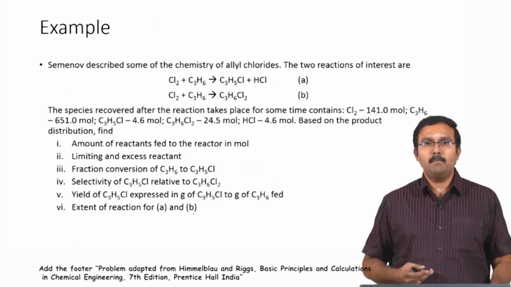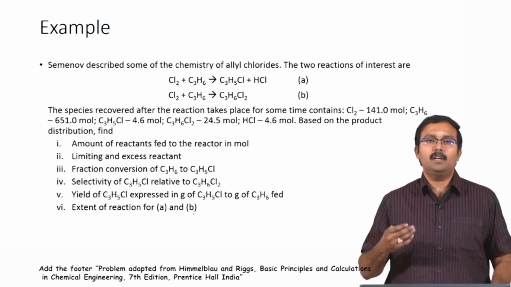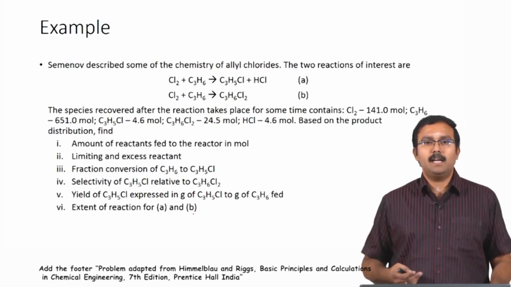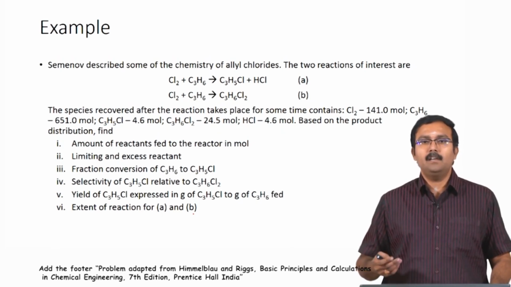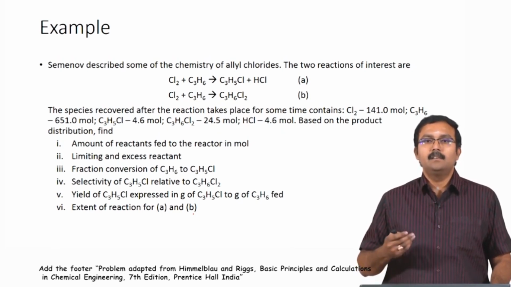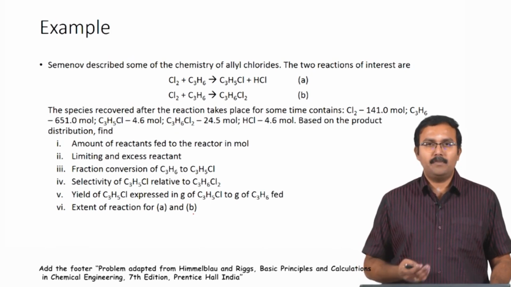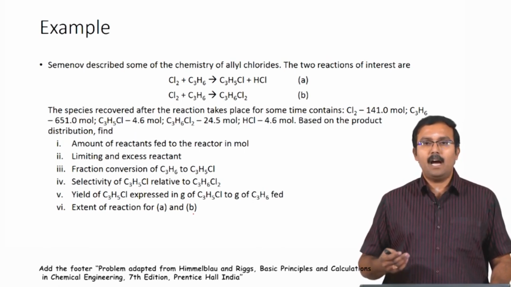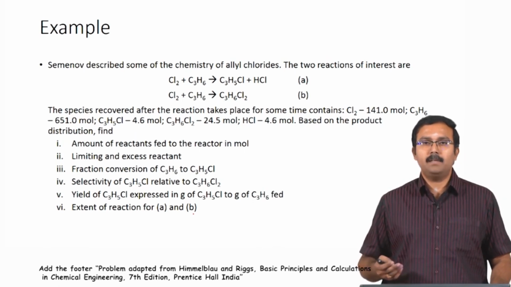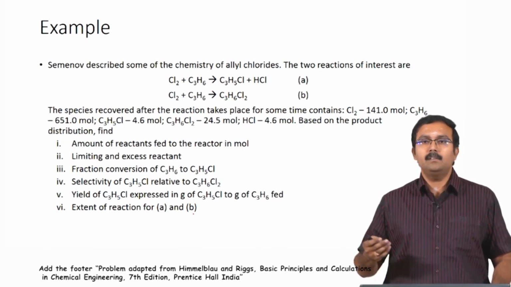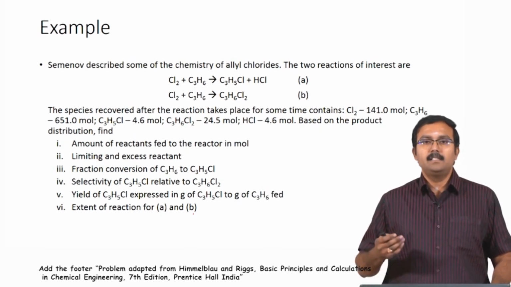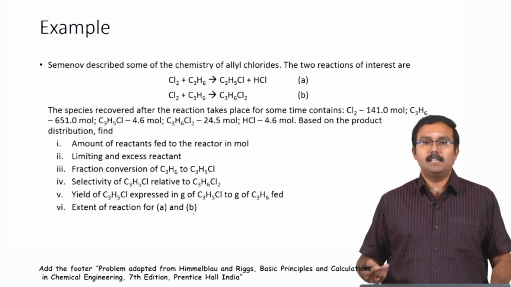Here is an example problem where we will try to solve for all the terminologies which we just learnt. Semenov described some of the chemistry of allyl chlorides. The two reactions that are of interest for this problem are given here. The species recovered after the reaction takes place for some time contains chlorine, C3H6, C3H5Cl, C3H6Cl2 and HCl.